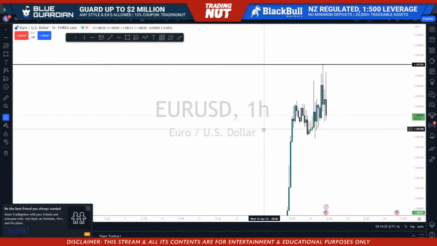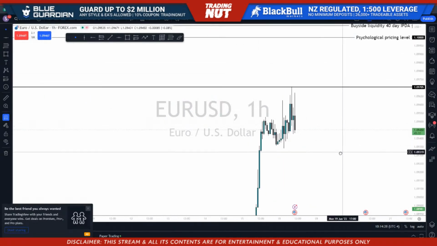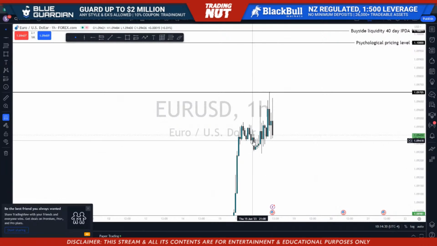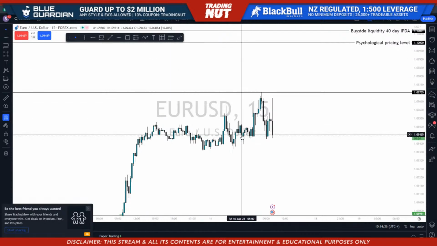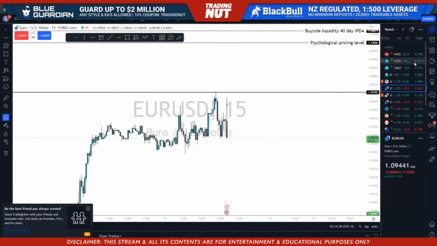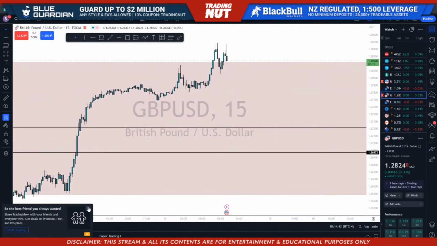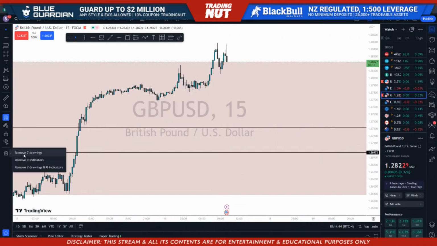I mean, this is pure chop. This is just terrible price action. 15 minutes. This is looking terrible. Not opened it for a while. Let's see. Just clear up my annotations.